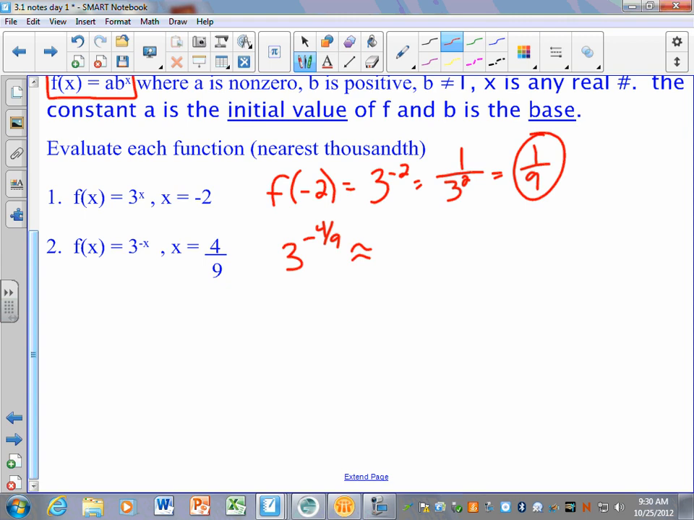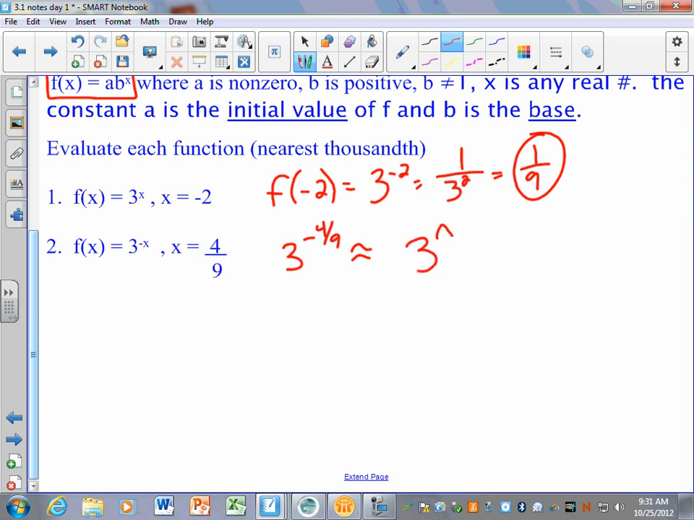How do you type an exponent like that? What button do you use? The caret button. That's how my calculators are. Other ones might have different buttons. But you're going to hit the caret button.